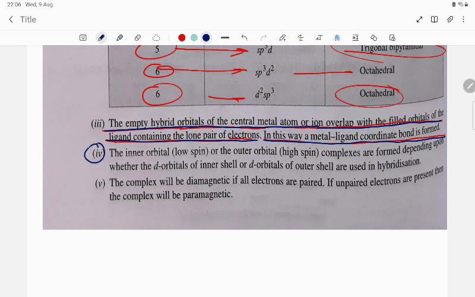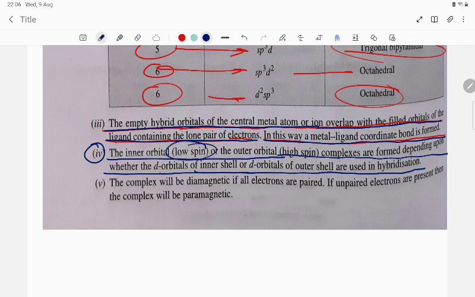And the fourth point, students: inner orbital low spin or outer orbital high spin complexes are formed depending upon whether the d orbitals of the inner shell or the d orbitals of the outer shell are used in hybridization. It is going to be low spin in case of the inner orbital involving (n-1)d, ns and np. In the outer case it will be high spin, so in this case ns, np and nd orbitals are involved.